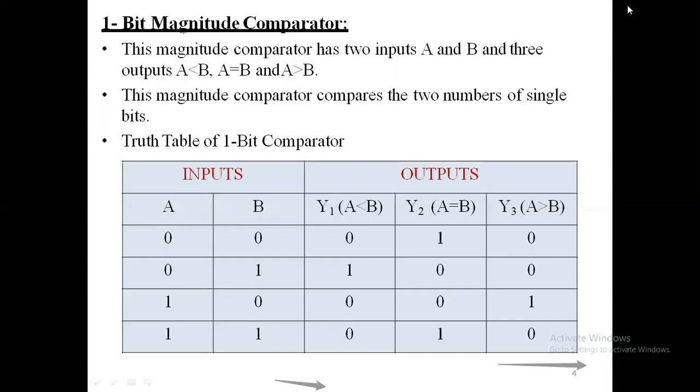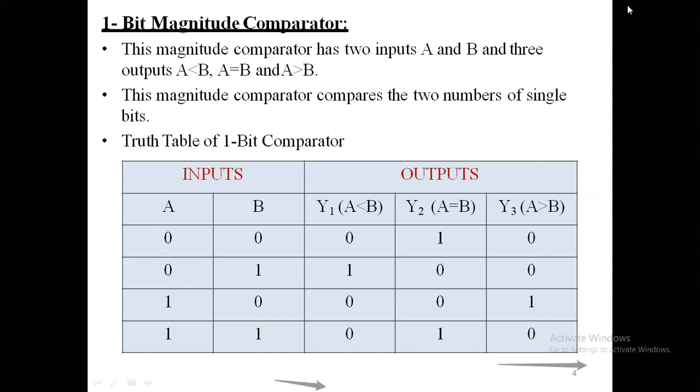Now take a 2 bit magnitude comparator: A value 2 bits and B value 2 bits. How many combinations will it require? 2 plus 2 is 4. So for an n bit comparator, a 4 bit digital comparator requires how many combinations? 16 combinations.